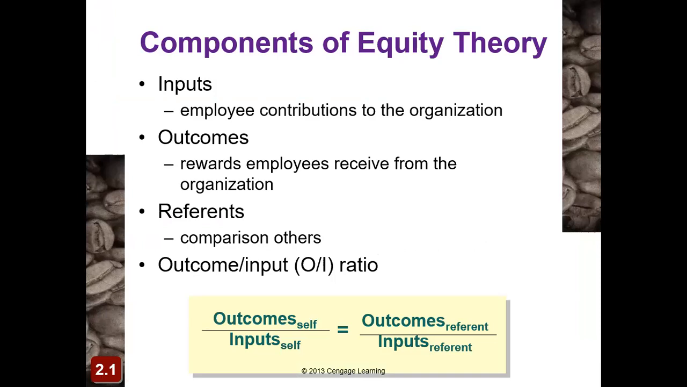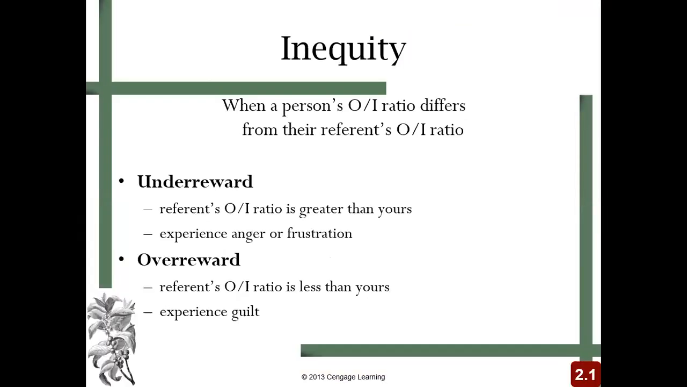So that output-input ratio is the outcome of oneself over the input of oneself, equal to the outcome of the reference over the input of the reference. Again, the reference is a comparison to others, right? So it's pretty simple to understand. And those are the components of equity theory.